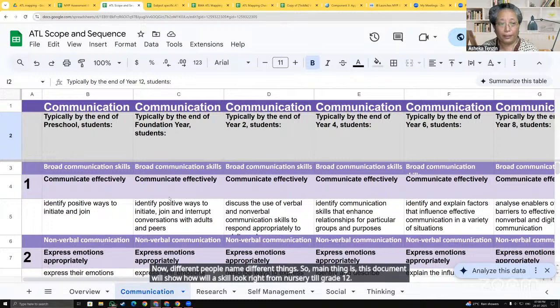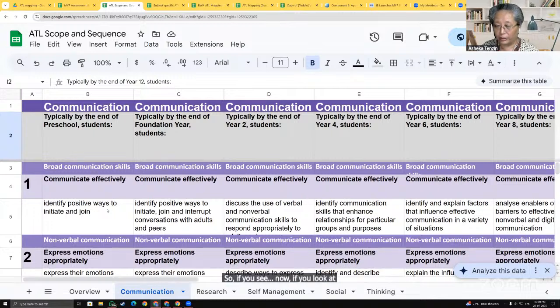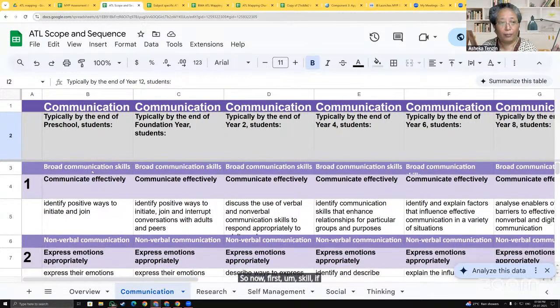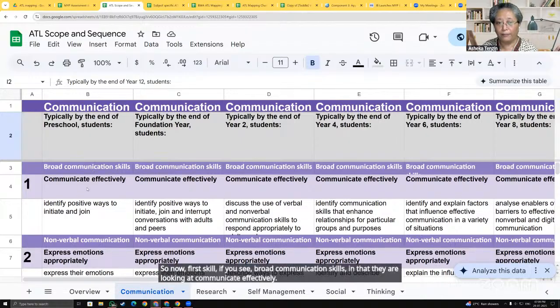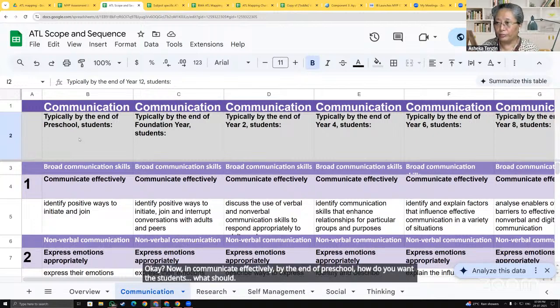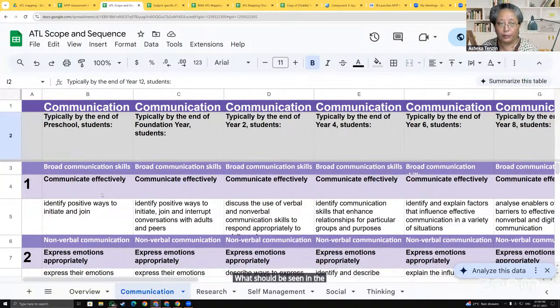If you look at the skills, it is not given like that 140 MYP skills chart. It's not like that. They have specifically chosen what skills they wanted in their students and they have written it. The first skill is broad communication skills, where they are looking at communicate effectively. In communicate effectively, by the end of preschool, what should be seen in the students in this particular skill?